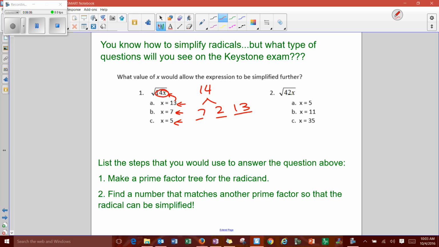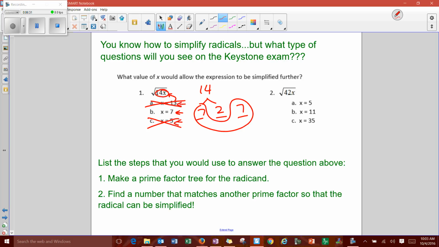Do I have a pair? No. So I can cross off letter A. What about if I put 5 in for x? Now do I have a pair? I have 7, 2, and 5. No pair, so I can cross off C. Let me put in 7 for x. At this point then, I have a pair of 7s.